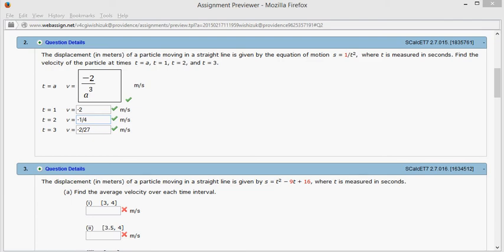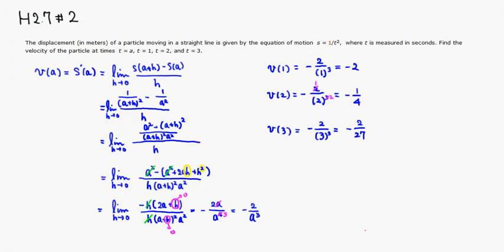So let's go down and submit for testing. Alright, it came back and looks like we got all of these correct. Alright, that's it. I hope that this was clear.